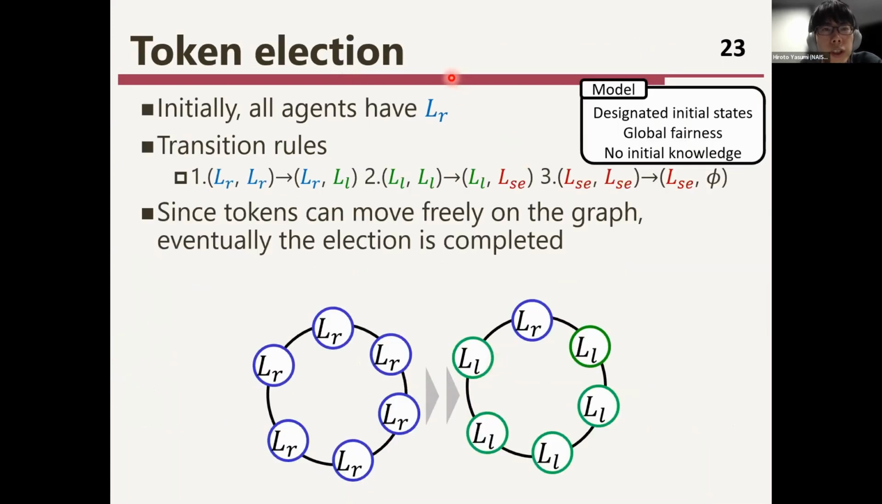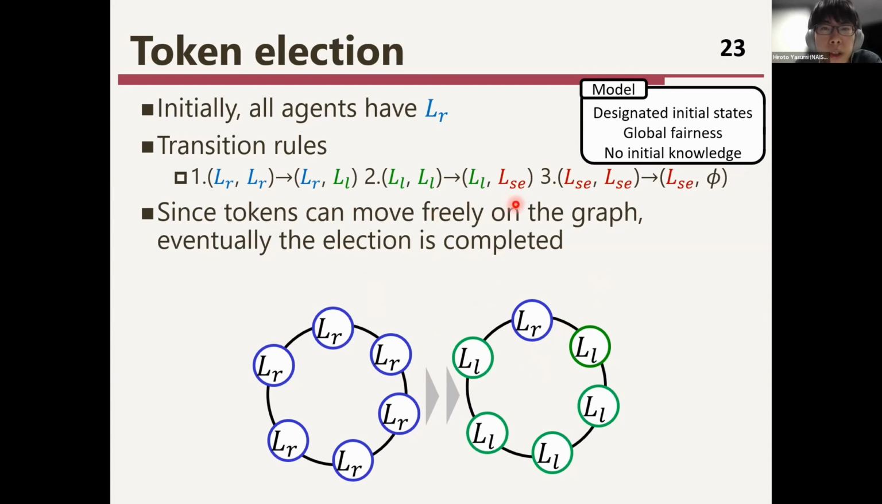From now, I'll explain the details of the protocol. First, I'll explain the token election part. Initially, all agents have LR tokens. These are the transition rules of the token election. When two agents with LR tokens interact, then one of them transitions to LL token. By this transition rule, the number of LR tokens continues to decrease. And since tokens can move freely on the graph, by this transition rule, eventually only one LR token remains.